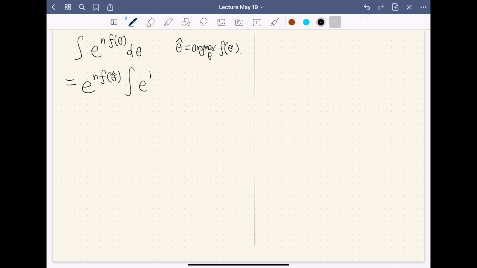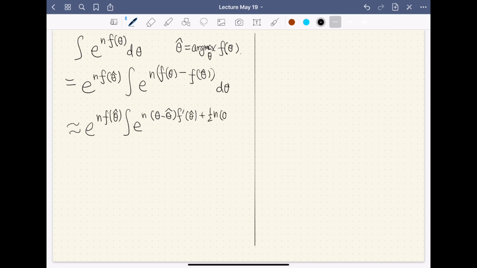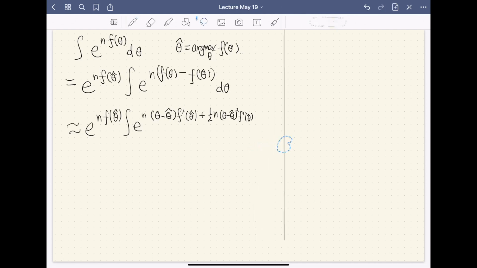So let's actually rigorously write down the remainder. The remainder is the integral of exponential to the power of n times the difference. We just write it down. We don't want to throw it away. Okay, next, we can do Taylor expansion of this term. So this is approximately e to the power of the first term. So by the way, here I assume that theta is a one-dimensional variable. And the second term. And we are going to ignore the third term. d theta.